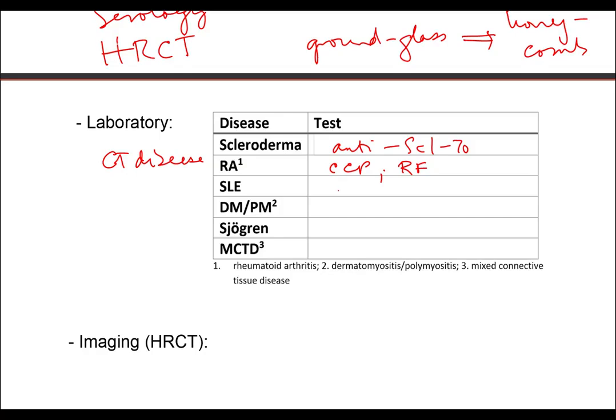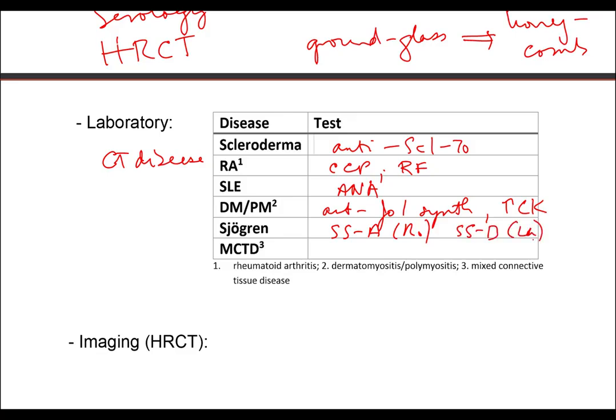Lupus, remember the most sensitive test for lupus is anti-nuclear antibodies. If that's negative, you probably don't have the disease, but there's a whole host of other tests in this, isn't there? Dermatomyositis, polymyositis, this is our anti-Jo1 synthetase. But if there's involvement of the muscle, we're also going to see an increase in creatine kinase. Sjogren's syndrome is going to be anti-SSA or Ro and anti-SSB or La.